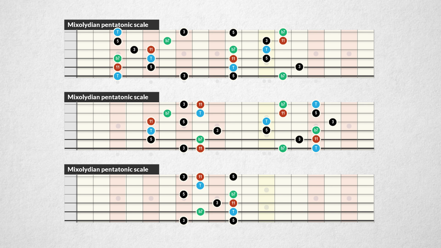Now the notes are again color-coded for a good insight in the degrees of the scale and where you can find them within the patterns. Especially the 11th colors the sound in a specific way. It creates a kind of happy vibe while maintaining the darker Mixolydian sound.